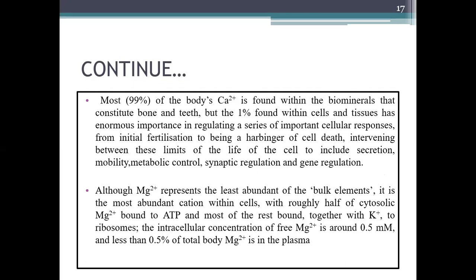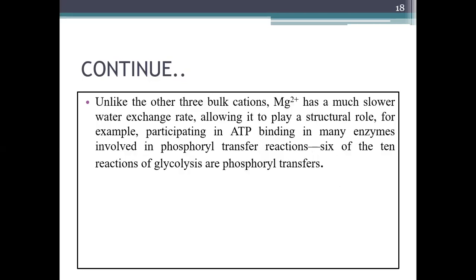Although magnesium represents the least abundant of the bulk metals, it is the most abundant cation within the cells, with roughly half of the cytosolic magnesium bound to ATP and most of the rest bound together with potassium to ribosomes. The intracellular concentration of free magnesium is around 0.5 millimolar, and less than 0.5% of total body magnesium is in the plasma. Unlike the other three bulk cations, magnesium has a much slower water exchange rate, allowing it to play a structural role, for example, participating in ATP binding in many enzymes involved in phosphoryl transfer reactions. 6 of the 10 reactions of glycolysis are phosphoryl transferases.